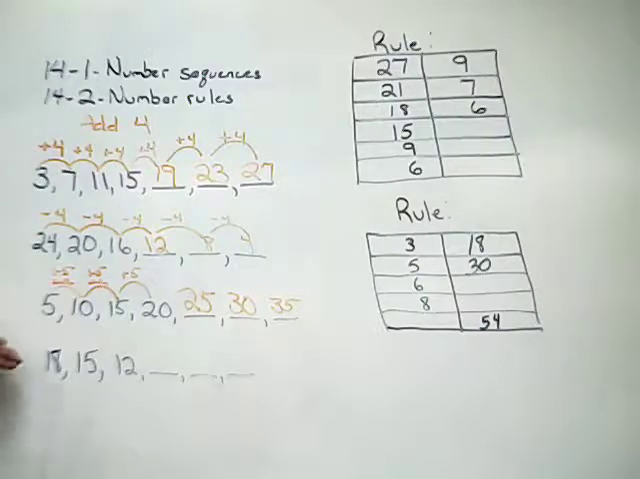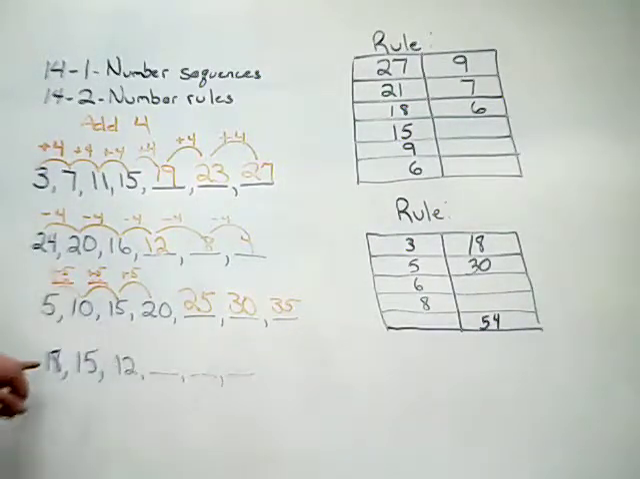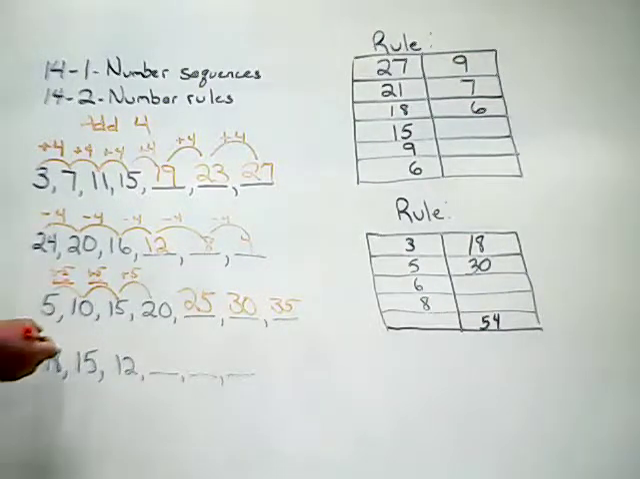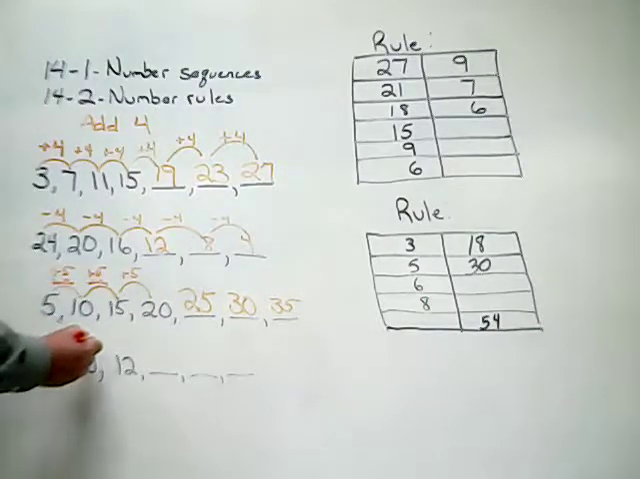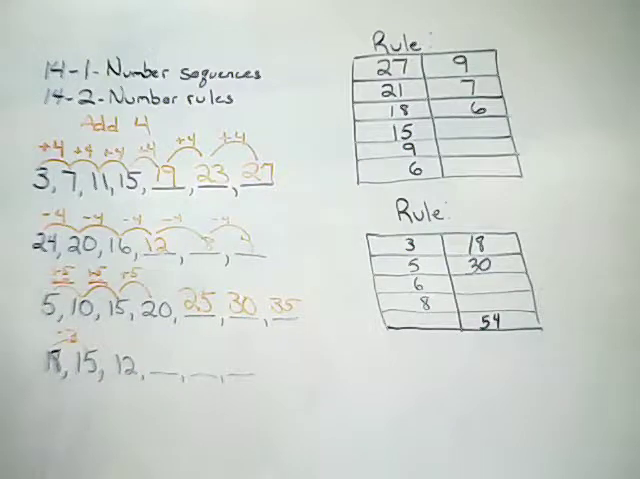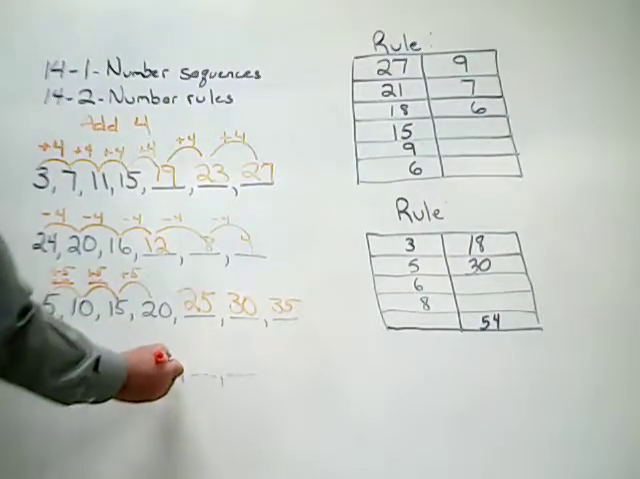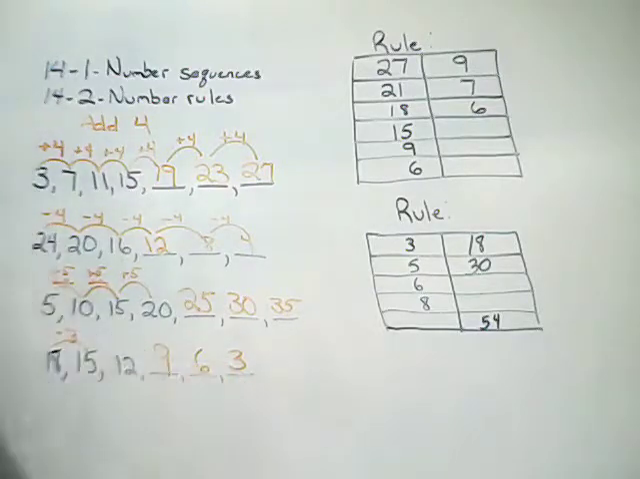Finally, the last one. I started at 18 and I am progressively getting smaller. So from 18 to 15, I'm either going to divide or subtract because I'm going from larger numbers to smaller ones. I know I can't do 18 divided by anything to get to 15. So I know it's going to be a subtraction one, and it's going to be to subtract 3. 15 minus 3 is 12. 12 minus 3 is 9. 9 minus 3 is 6. And 6 minus 3 is 3.